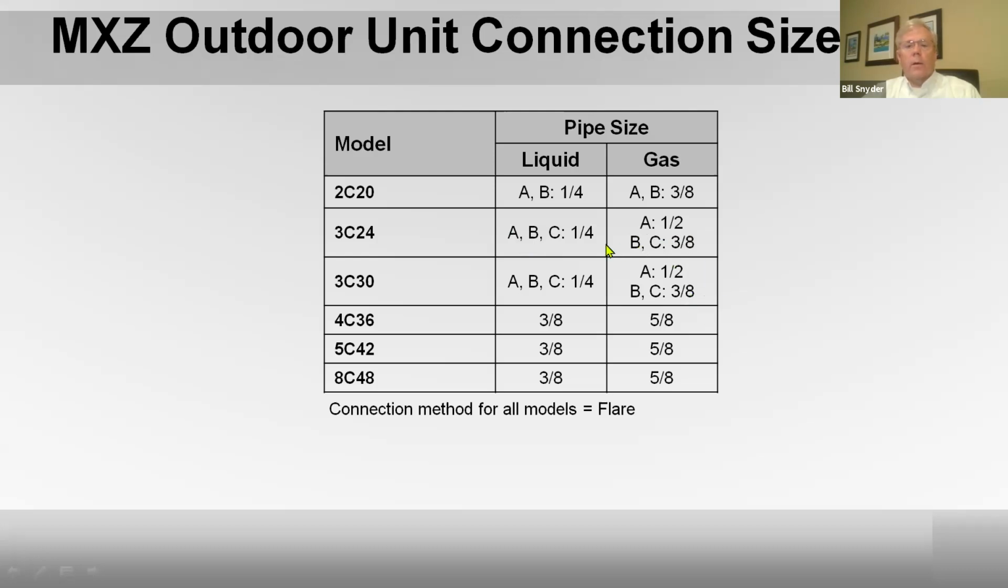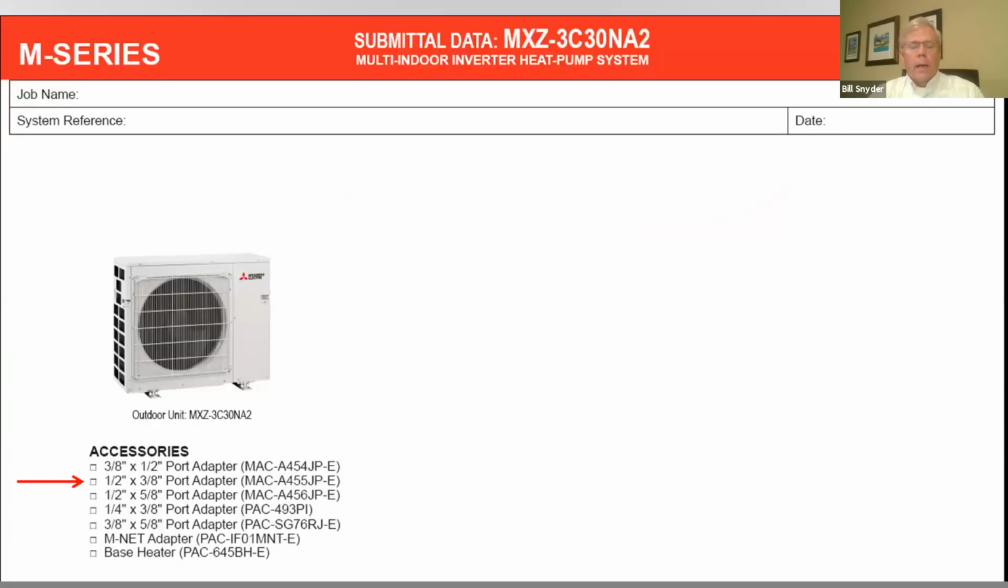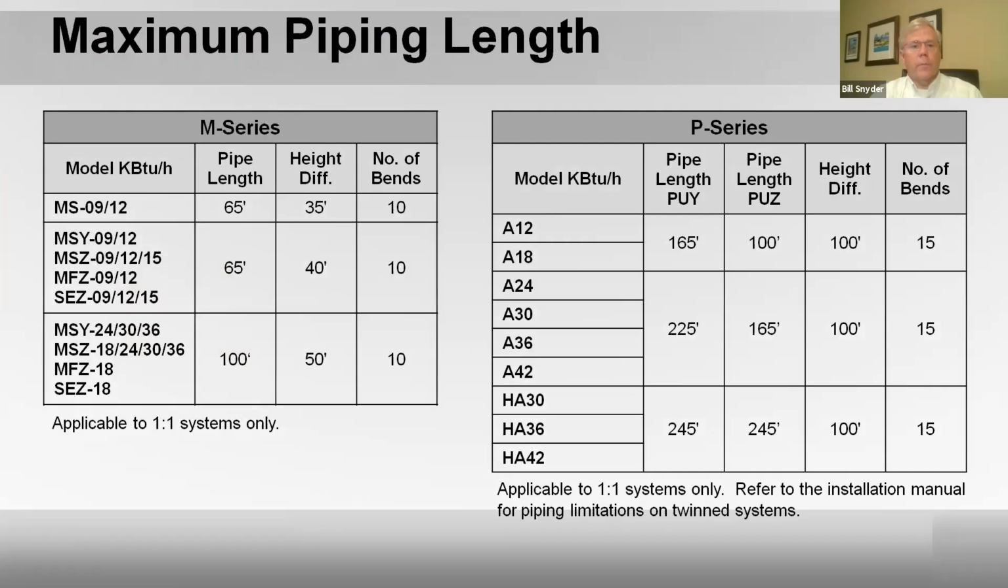So if you had 3 smaller heads that were all 1/4 by 3/8, you would have to take a fitting at the outdoor unit and reduce it down. And these are the fittings you would use to do that. You can also find on the submittal data, under accessories, the fittings listed right there as your port adapters.